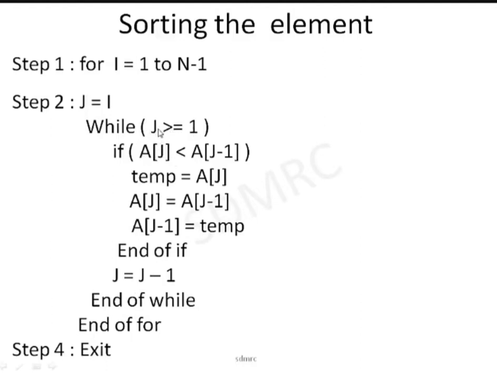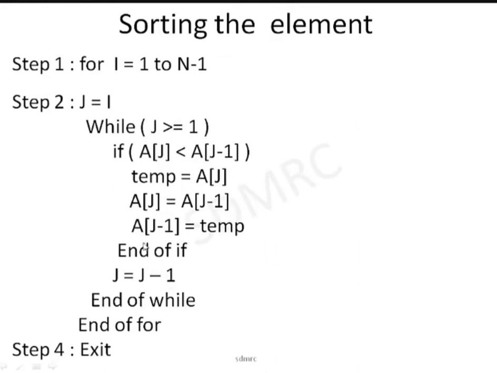So when j is one or more, what do we do? We will compare A of j and A of j minus 1. The current value is compared with the previous value. In case the current value is lesser than the previous value, we will interchange. The mechanism I already told you, you know this exchange mechanism. Temp is equal to A of j, A of j is equal to A of j minus 1, A of j minus 1 is equal to temp. Then you write end of if, then j is equal to j minus 1. Later you write end of while.